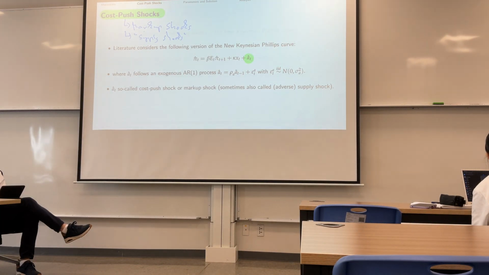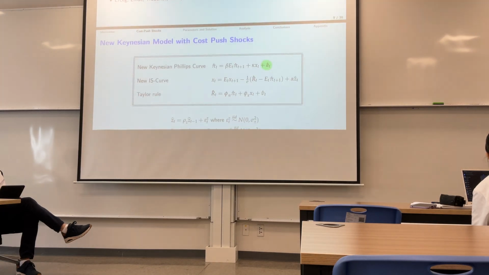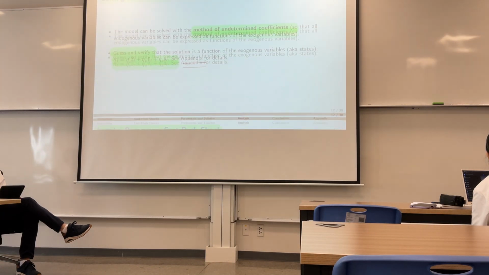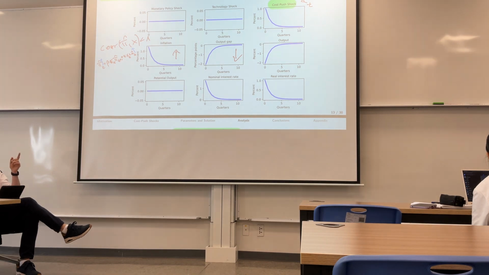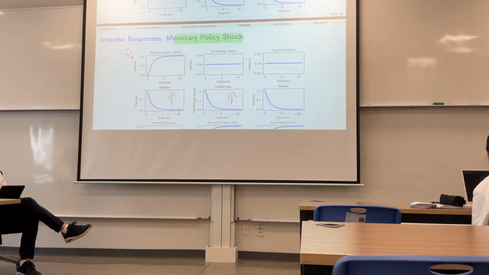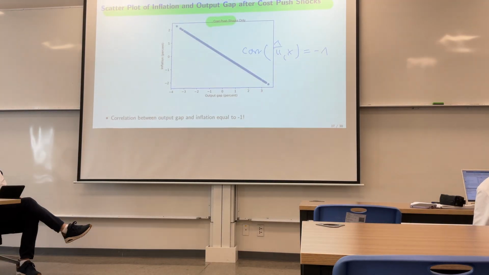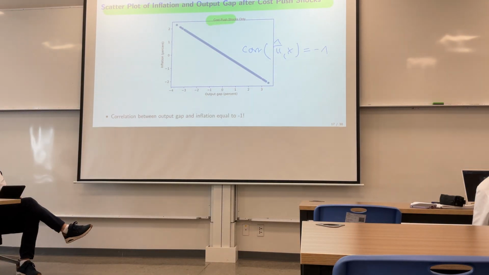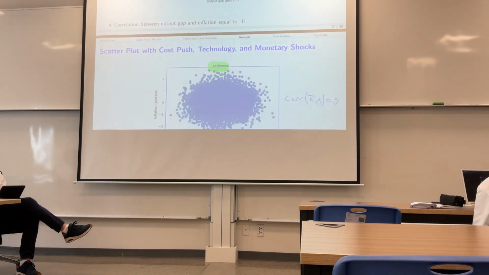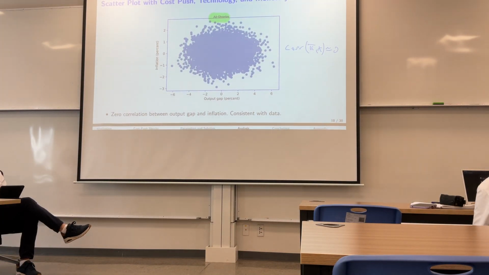And that's going to be helpful because that cost push shock is going to produce, first of all, impulse responses where output and inflation go in opposite directions. That's the first thing. And it's producing this negative correlation between output and inflation. And then if we put all the shocks together, we're going to get that dot plot here.